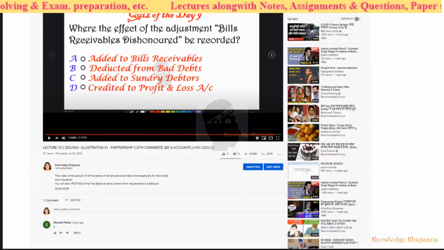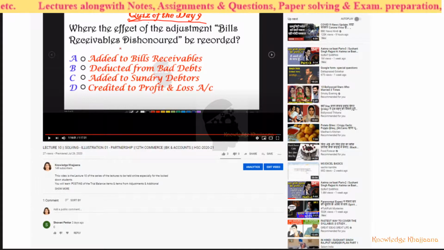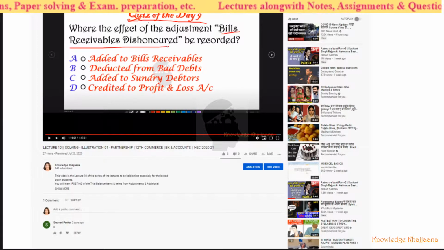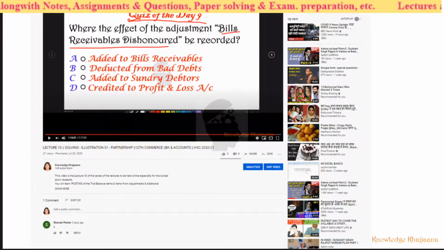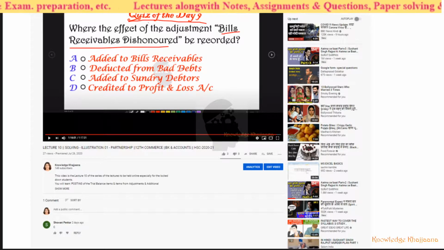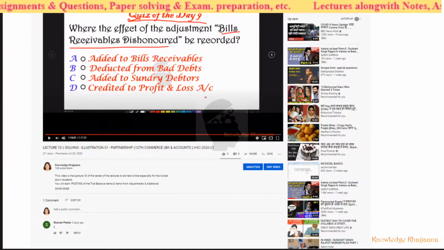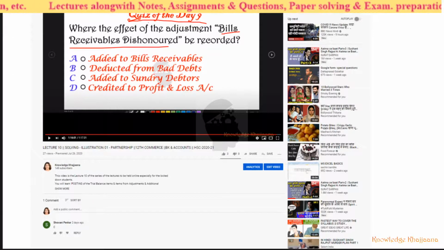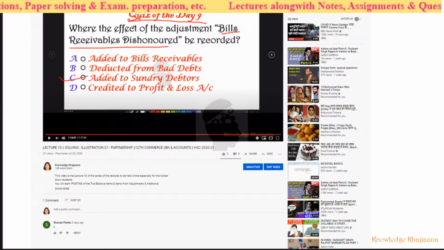In my last lecture, I had asked one quiz. It was, if the bills receivable dishonored adjustment has been given, then where will it be recorded? The options given were: it is added to the bills receivable, it is deducted from bad debts, it is added to sundry debtors, or it is credited to profit and loss account. And the correct option is obviously option C, that is, it is added to sundry debtors. Bills receivable dishonored, if it is given in the adjustment, is added to the sundry debtors.